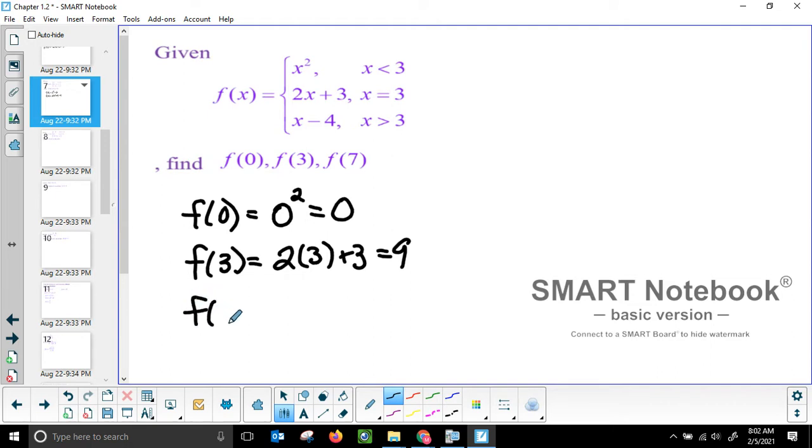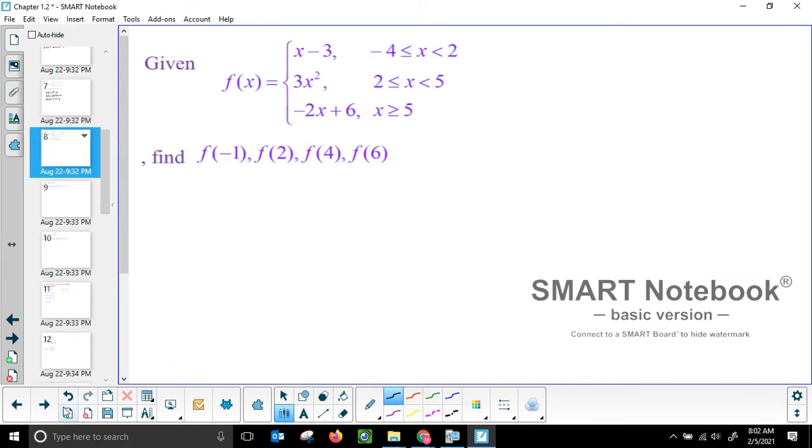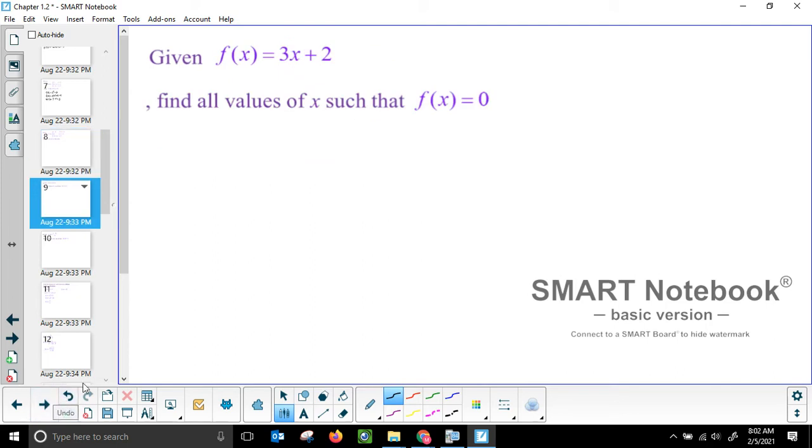Next I go to f of 7. Again, check my conditions. Is 7 less than 3? No, it is not. Is 7 equal to 3? No, it is not. Is 7 greater than 3? Yes, it is. So I'm going to be using my third piece here. I plug 7 in there. 7 minus 4 is equal to 3. I don't feel that we need to do another one of those.